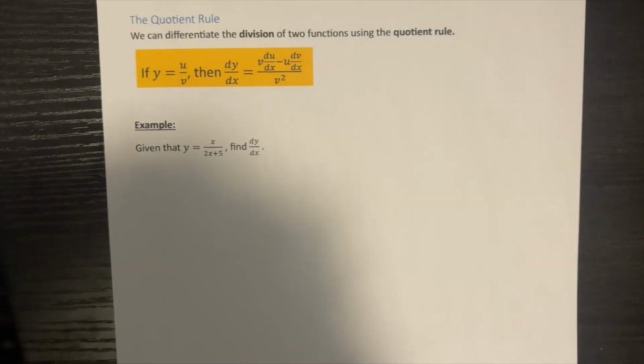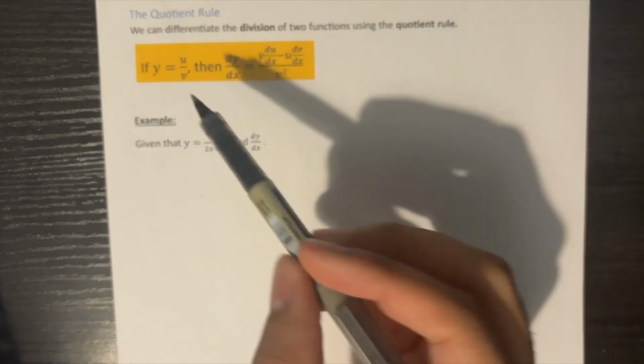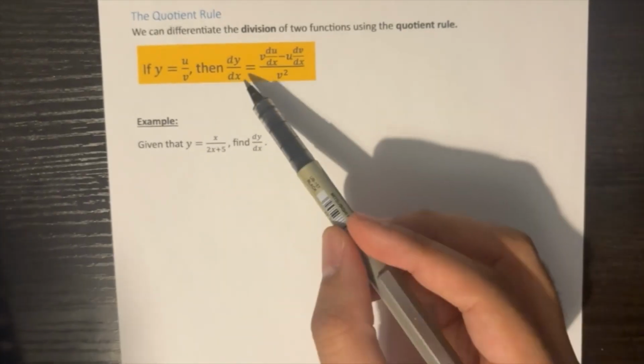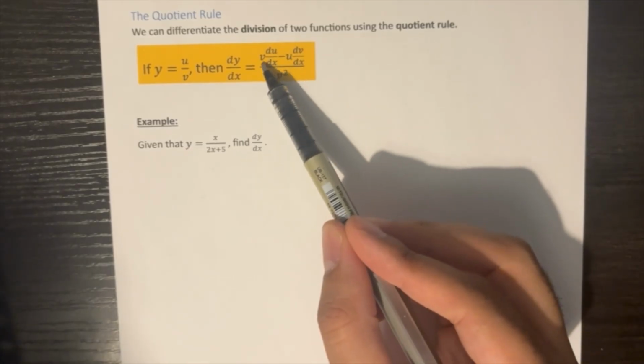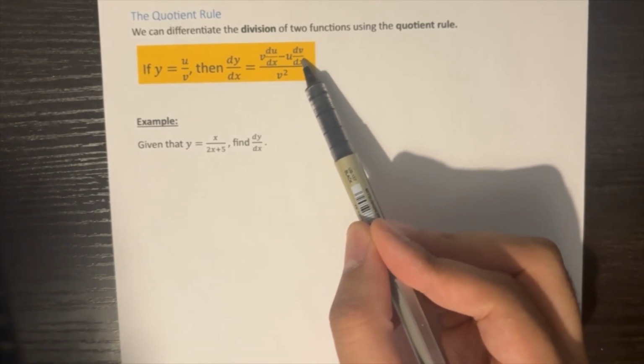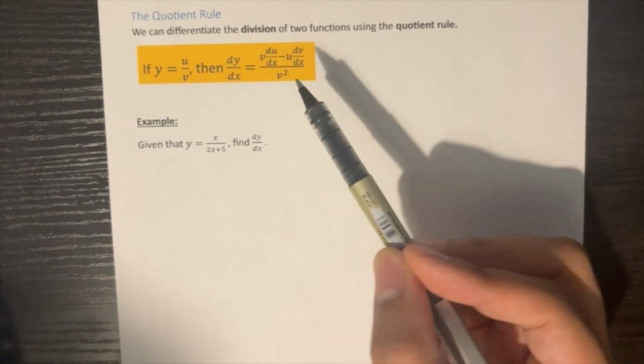In this video, we're going to look at differentiating using the quotient rule. Now, the quotient rule is a rule we can use when we have the division of two functions. So if y is equal to u over v, then dy by dx is equal to v du by dx subtract u dv by dx over v squared. So that's going to be our quotient rule.